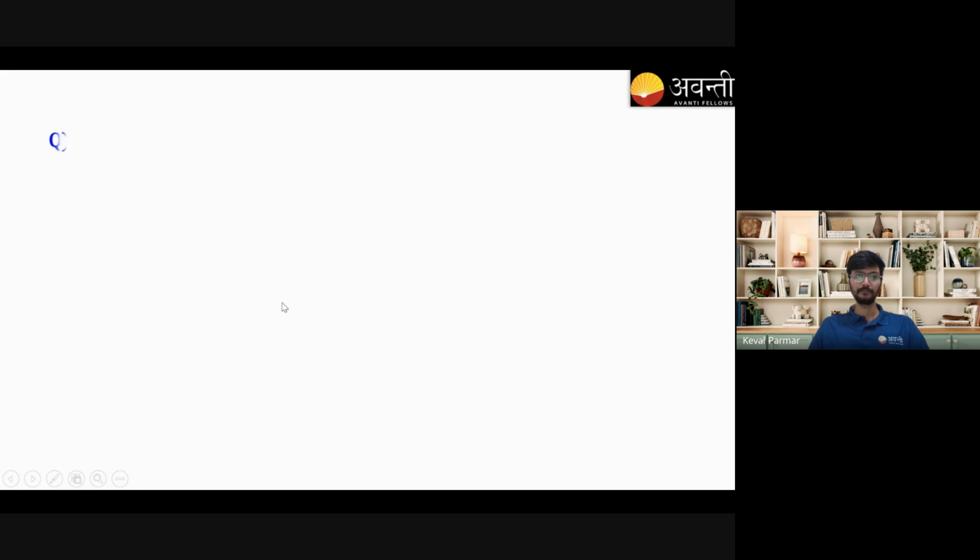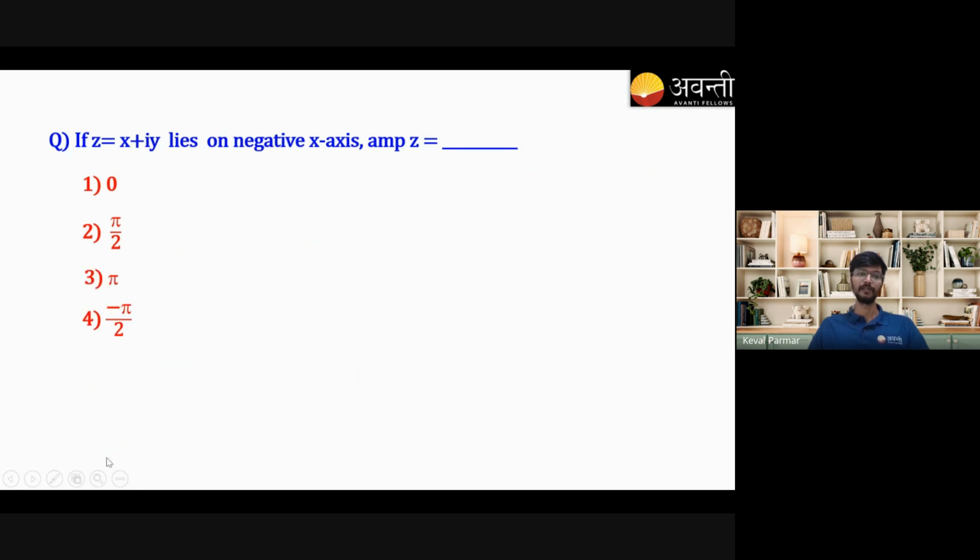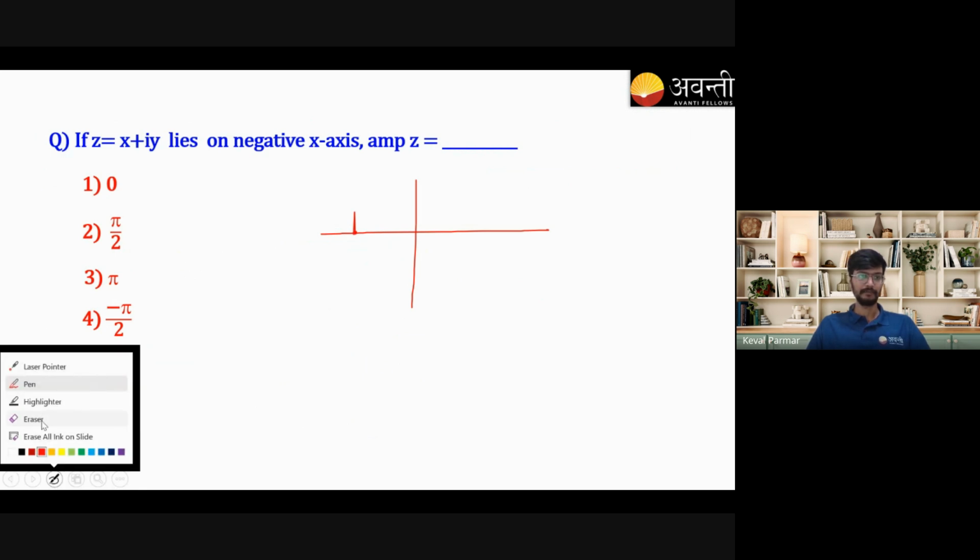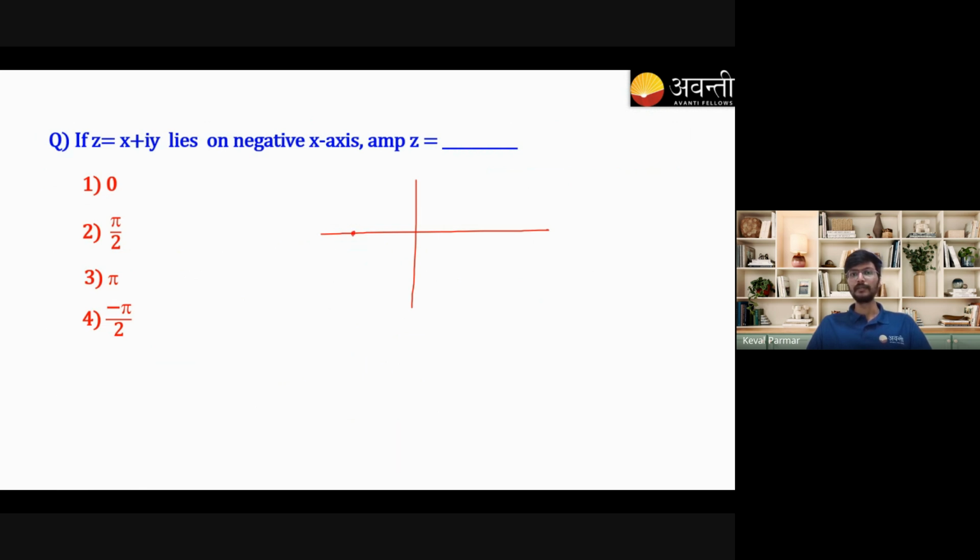Let's see the next. z equals x plus iy lies on the negative x-axis. What is the amplitude of z? A very simple question for you guys. If z lies on the negative x-axis, that means z lies here. Let me erase this line. z lies here, so if we join it with the origin, we'll get this, and this is the amplitude, which is pi.